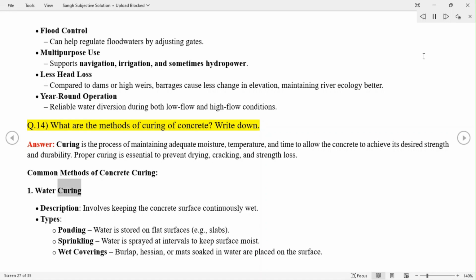1. Water curing. Description: involves keeping the concrete surface continuously wet. Types: Ponding, water is stored on flat surfaces, for example slabs. Sprinkling, water is sprayed at intervals to keep the surface moist. Wet coverings, burlap, hessian, or mats soaked in water are placed on the surface.